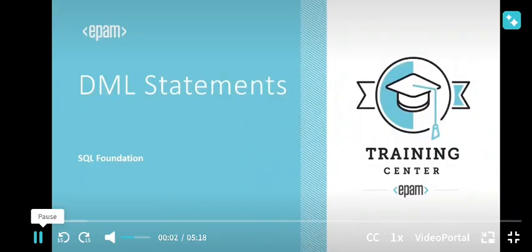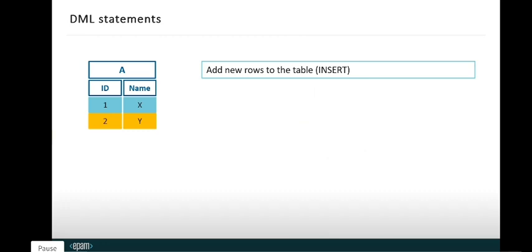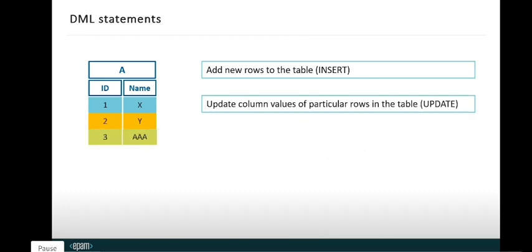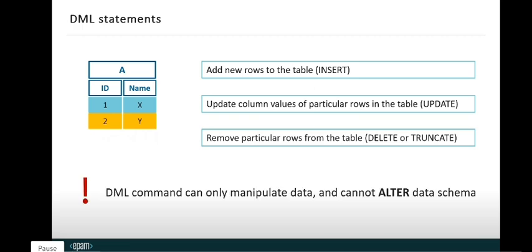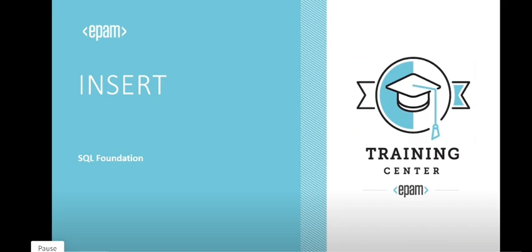DML commands are data management commands. They allow you to add rows to a table, update values in a row, and remove rows from tables. They allow you to edit data, but you cannot change the structure of tables. The insert command is used to insert data.